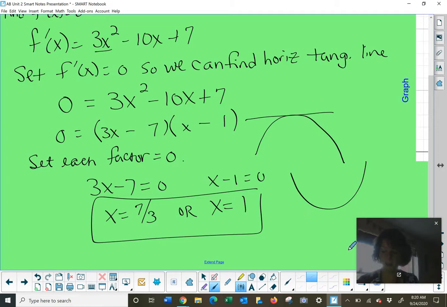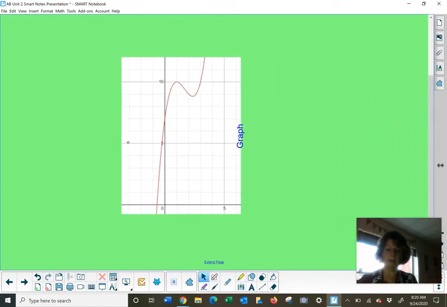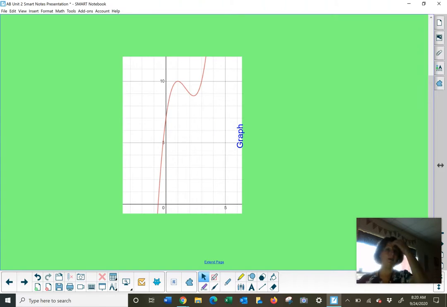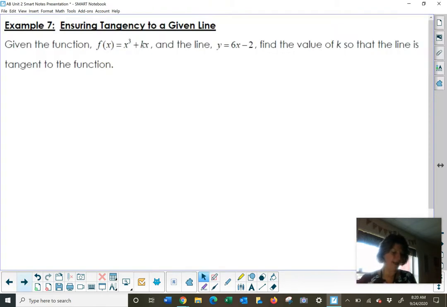Or perhaps it reaches a min in order to get that horizontal tangent line. Let's look at the case. I've got the graph here for you. It was a cubic function. Looky there. 1, and then our other one, 7/3. That looks about right, 2 1/3. And then the other one was at x equals 1. We did it. Finally, last thing, ensuring tangency to a given point.